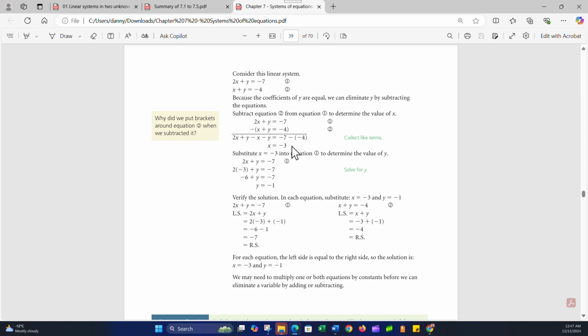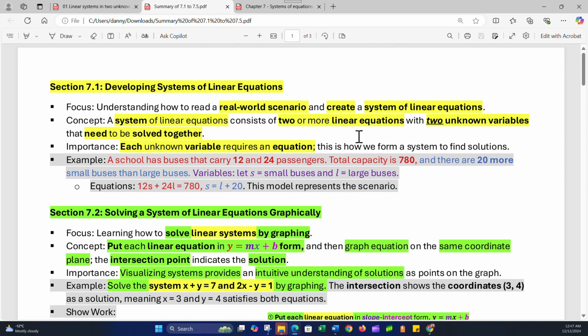might cause you to lose marks if you forget to do it, which is why they have this little yellow note here. Why did we put brackets around equation 2 when we subtracted it? It's so that we know to distribute this negative sign across. Anyway, that's kind of the summary.